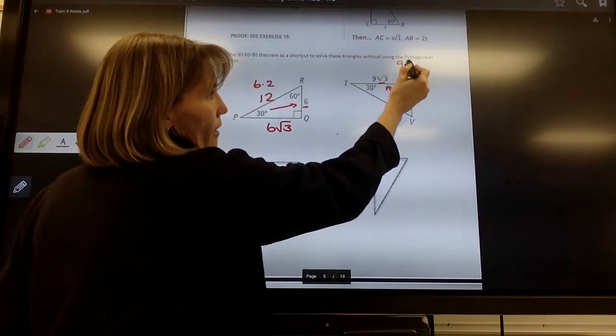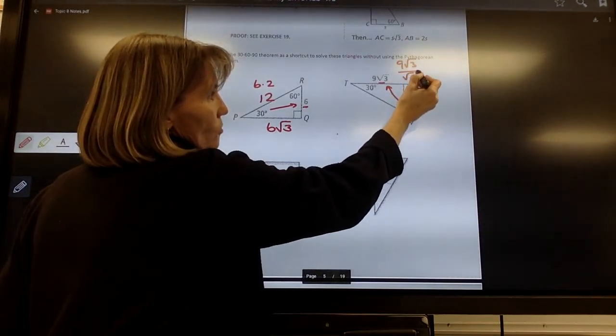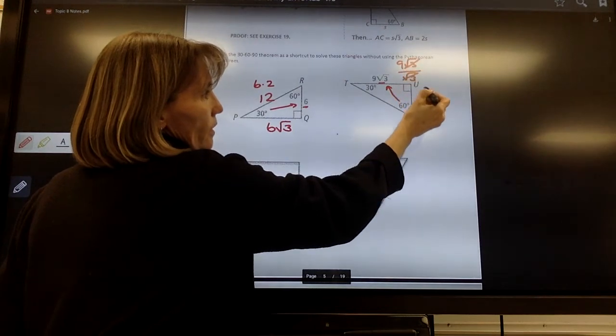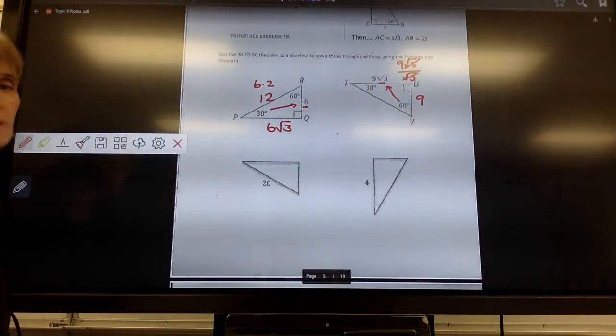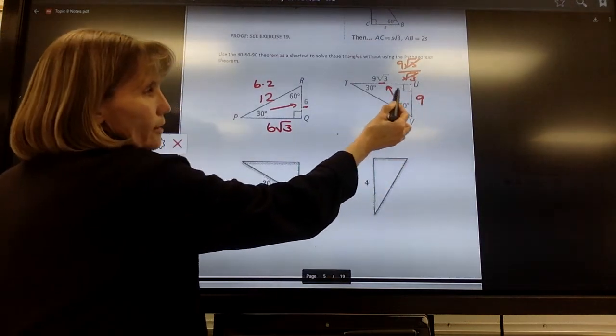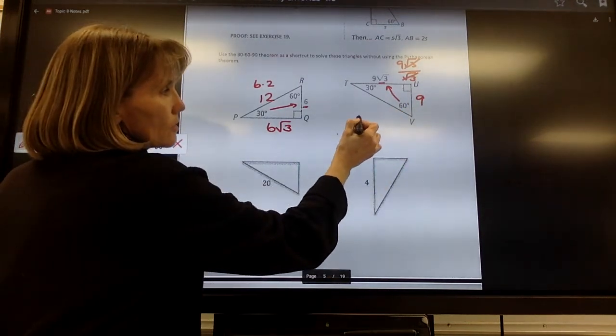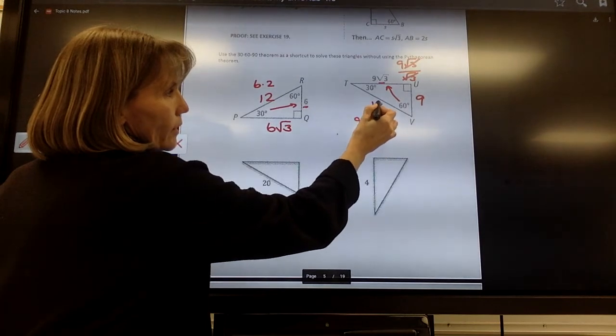So if I take 9 square root of 3 and I divide it by the square root of 3, those are going to cancel out and I'd be left with just 9. So the short leg is 9 units. And to go from the short leg to the hypotenuse, we double it. So this is going to be 9 times 2, or 18.